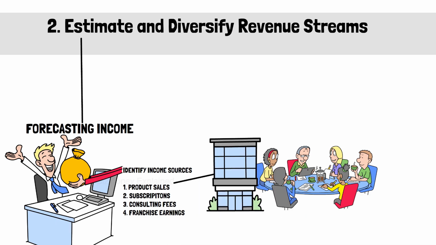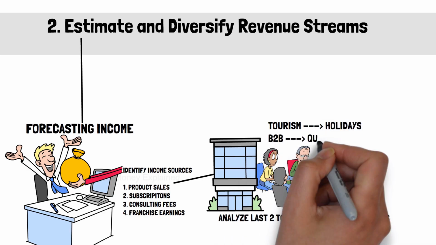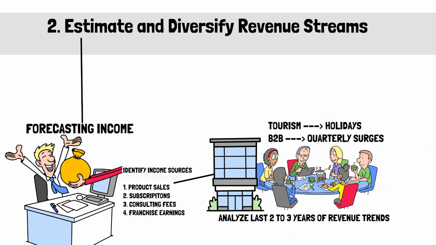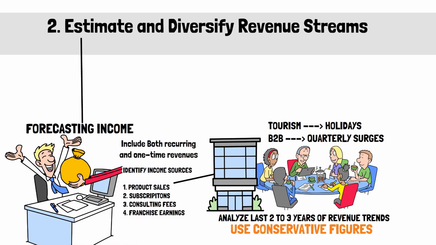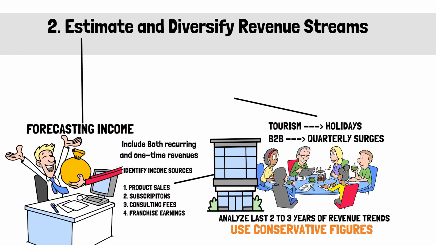For established businesses, analyze the last 2 to 3 years of revenue trends to recognize seasonality. For example, a tourism company might peak during holidays, while B2B businesses might see quarterly surges. Always use conservative figures when estimating. Budgeting based on best-case scenarios can lead to shortfalls later. Include both recurring and one-time revenues in separate categories to avoid confusion.